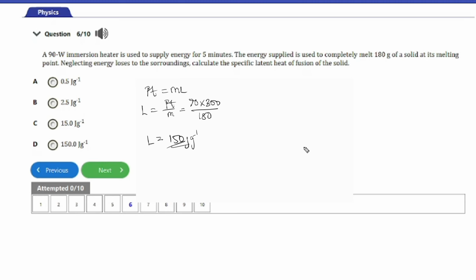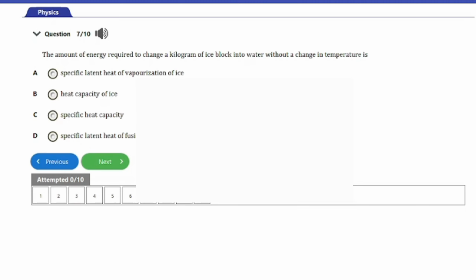So let's go ahead and consider the next question, guys. This is question number 7. It says, the amount of energy required to change a kilogram of ice block into water without a change in temperature is A. Specific latent heat of vaporization of ice. B. Heat capacity of ice. C. Specific heat capacity. D. Specific latent heat of fusion of ice. So guys, the answer to this question here is option D. That's it. So let's go ahead and consider the next question.